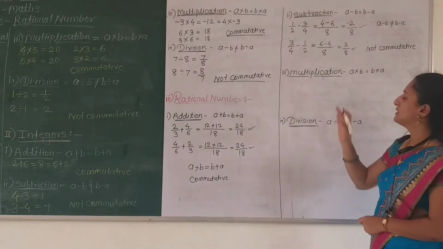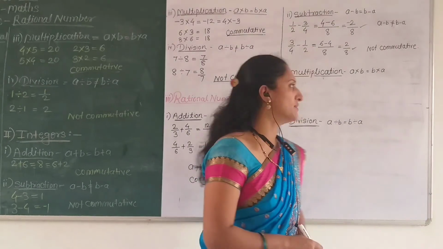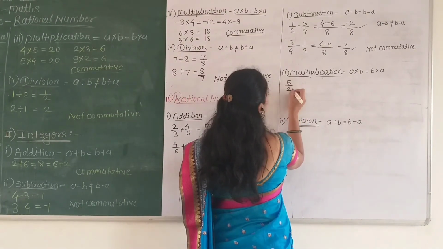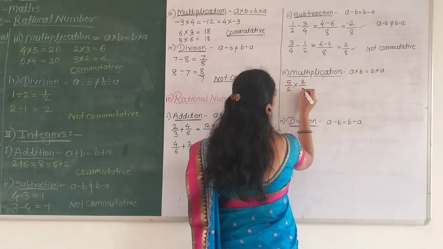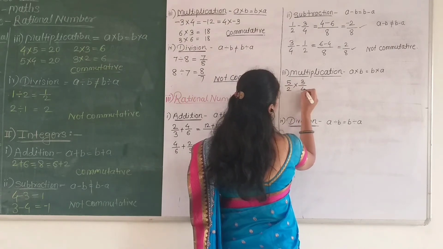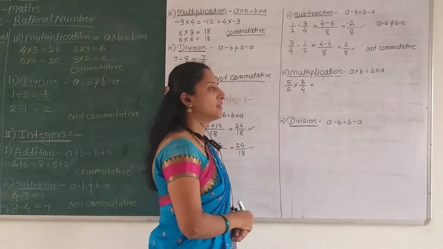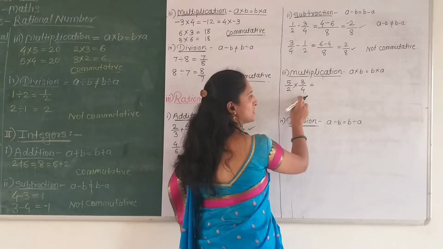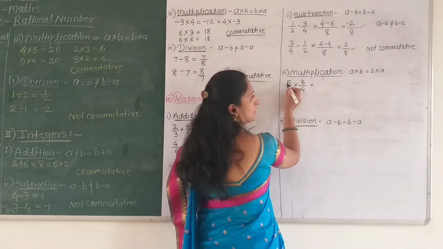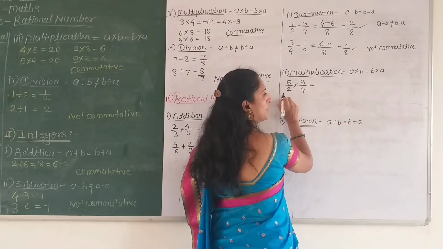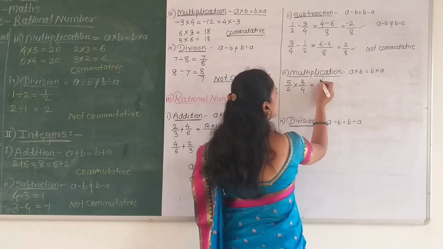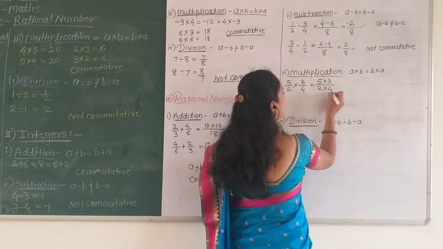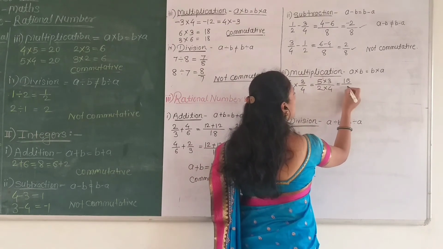Now let us check for multiplication. So here 5 upon 2 into 3 upon 4. The multiplication will be done by numerator into numerator, denominator into denominator. So 5 into 3 divided by 2 into 4, that is 15 upon 8.